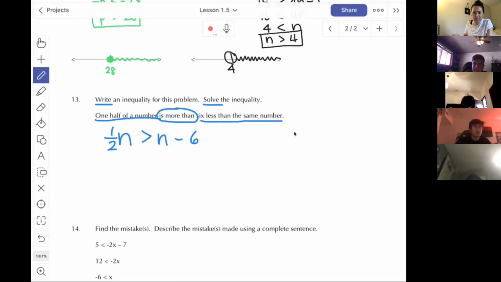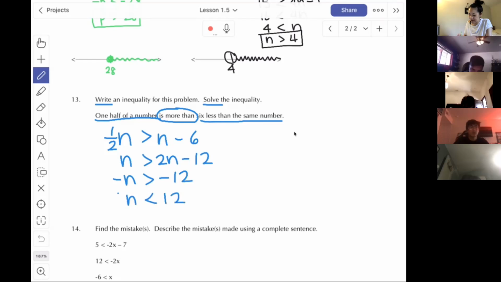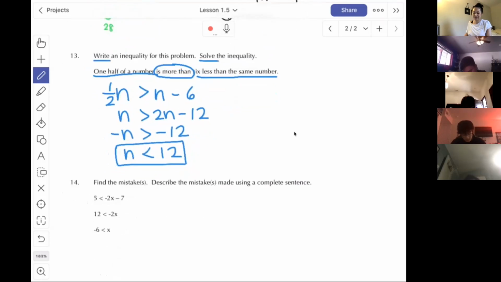To solve, I'm going to multiply both sides by 2. Subtract the n over. Divide by -1. And that's my final answer. Okay. And that's how you do a translation.